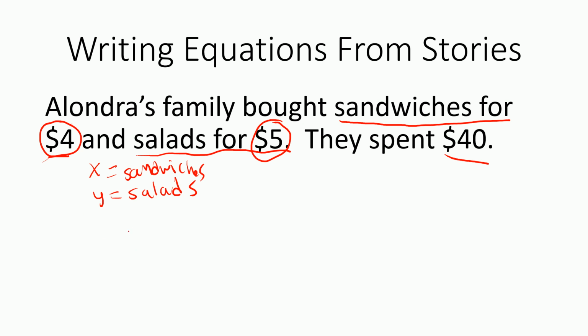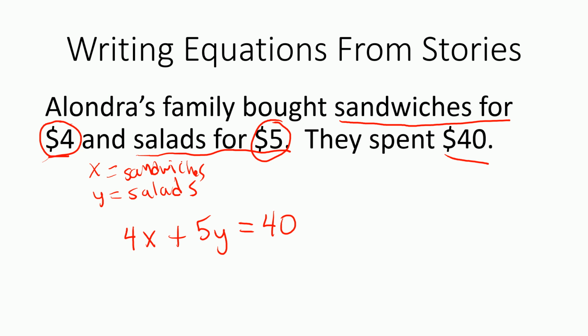So when I write my equation now, the rate of change for X goes ahead of X, and the same thing for Y, and then the total is on the other side. And that's all there is to writing equations from stories. It's just a matter of finding the right information that will give you the equation that goes with that.